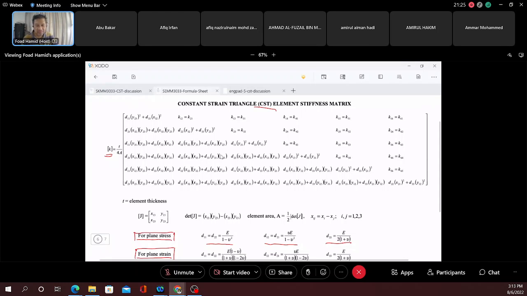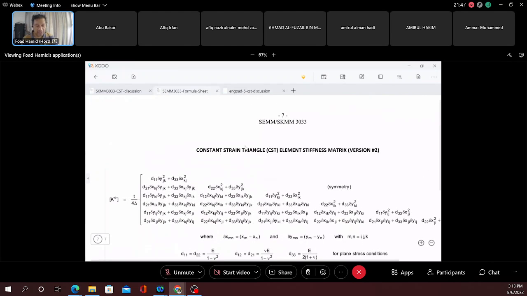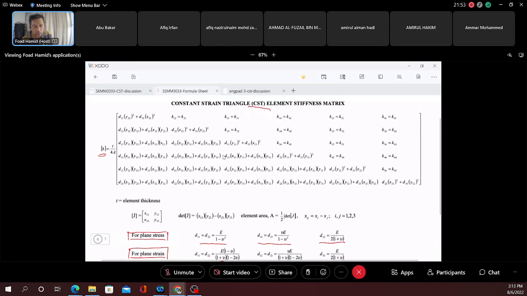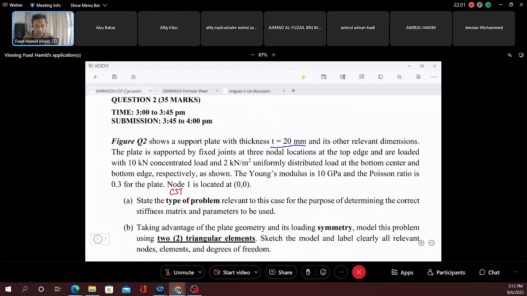So we are going to use this formula. This is the simplified version. If you look at your derivation for your K matrix, it is not easy to calculate, right? So in this test, we have already given you the CST formula, so you can straight away use it, provided that you know what D11, Y23, X32, and so on are. Now let's look at this. So for CST, which one? Plane stress or plane strain? That is the problem here.